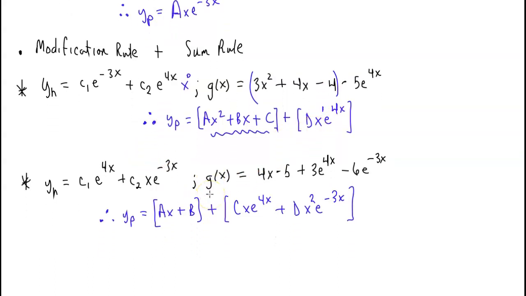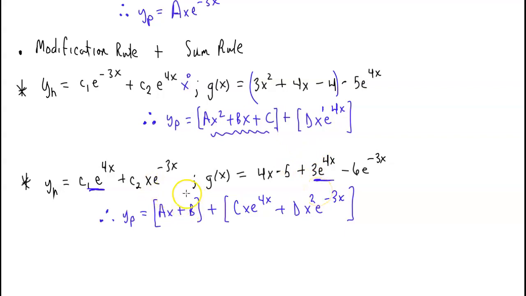All right, and so for the other example that I have from the modification rule, you see here that now our homogeneous solution has changed as well as our g of x has changed. So we're considering letting our homogeneous solution be c1 e raised to the 4x plus c2 times x times e raised to the minus 3x. So now what we see is that, of course, a homogeneous solution has a common term with g of x as far as the e raised to the 4x is concerned, okay?